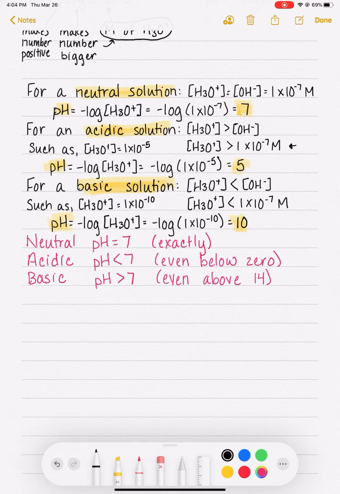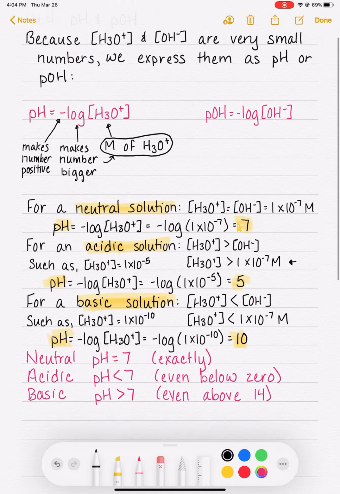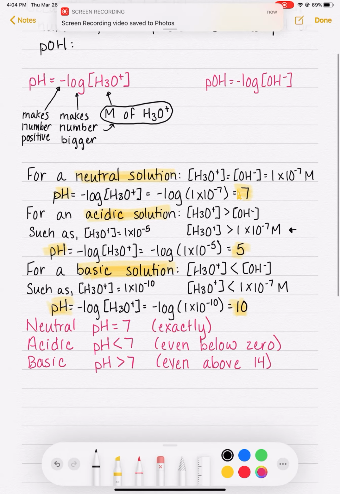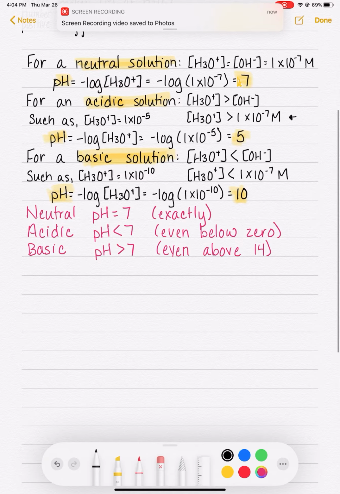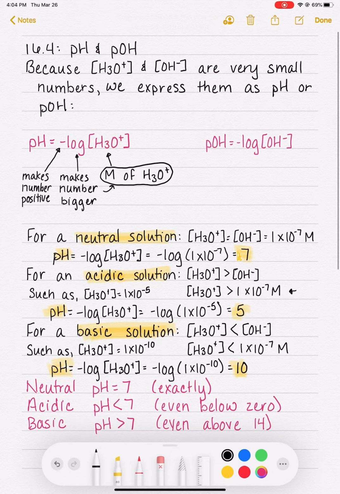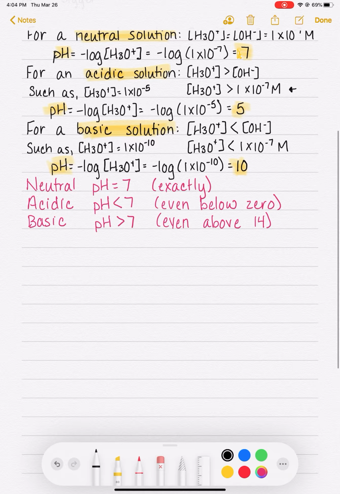So there's a couple other cool things that we can do with pH equals negative log H3O plus. One thing that we can do is go the other way around. The pH equation up here, pH equals negative log of H3O plus, is the equation that we would use when we know H3O plus and we want to calculate pH. But what if we wanted to go the other way around?